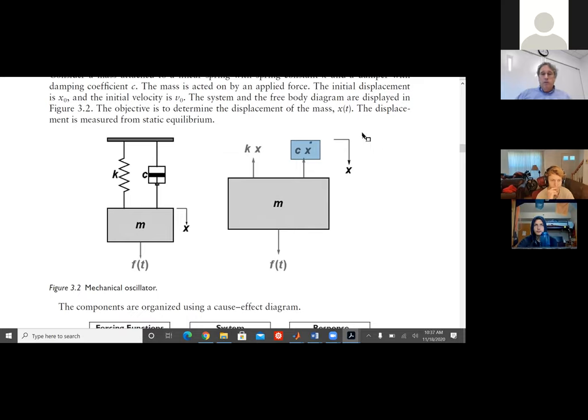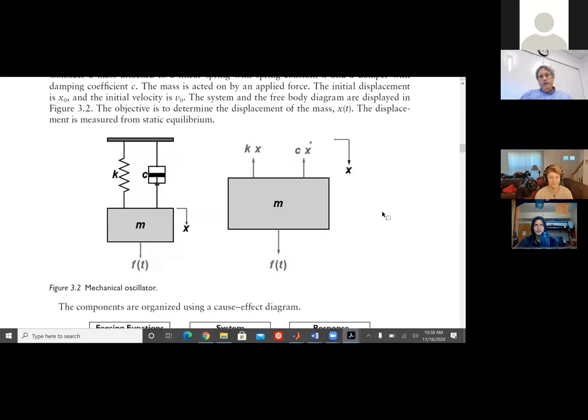This always opposes motion. And the classic viscous damper is modeled as a coefficient c times velocity. That is, the more the velocity is, the more resistance there is. So c must have units of newtons per velocity units, which are meters per second. This is an applied force. This comes from you. You put your little arm on there and you pull and you yank.